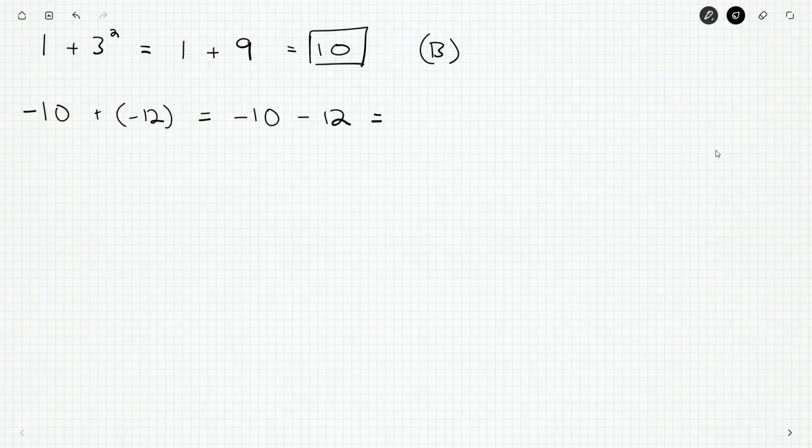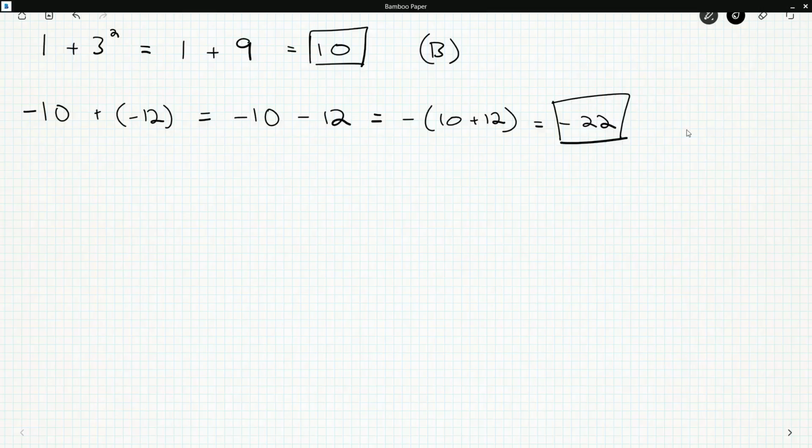Or another thing you could do is say, well, both of these have negatives in front of them. You'd say it's negative of 10 plus 12. That's another thing you could do. 10 plus 12, very easy to calculate, 22. So we get -22. I'm not saying this is the only way to do it, but this is certainly one way to do it. And I think that was D. Yes, it was. So there we go.